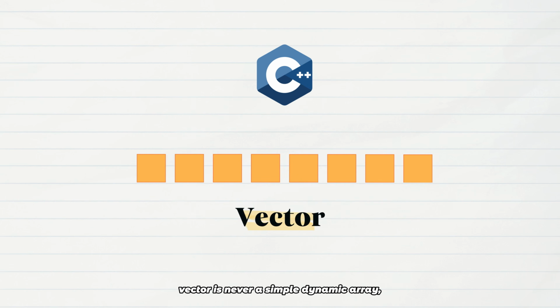Therefore, vector is never a simple dynamic array. It is the intersection of C++, object model, memory model, and CPU hardware behavior.